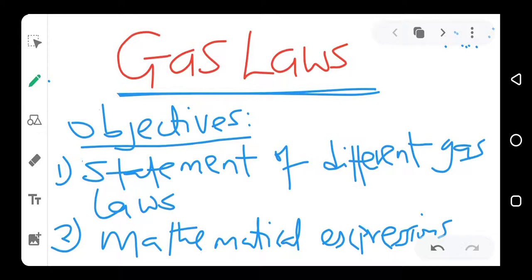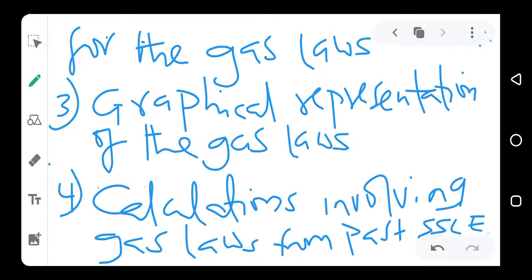Our expectation is that at the end of this class, you should be able to state different gas laws, derive the mathematical expression of different gas laws, represent different gas laws in their graphical forms, and solve calculations involving different gas laws. So these are our expectations in this class.